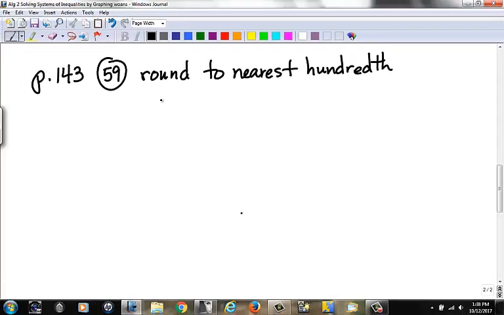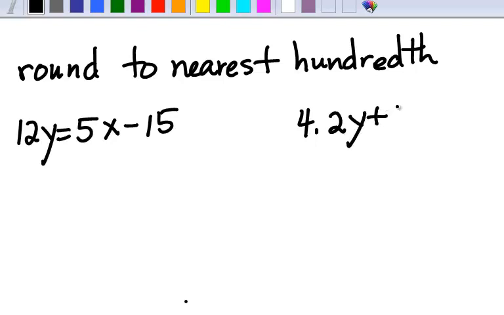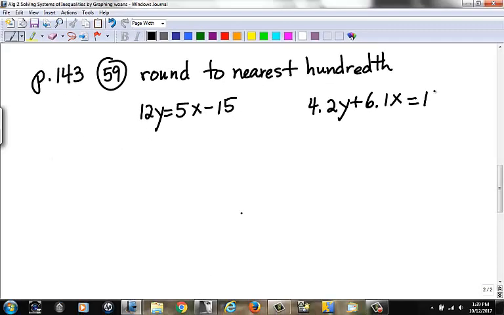So on number 59, it says 12y equals 5x minus 15. And then I have 4.2y plus 6.1x equals 11. Okay, and we're going to solve this on the calculator. We already know it's probably not going to be a nice neat integer because they're saying round to the nearest 100. First thing I would do is I would take this.